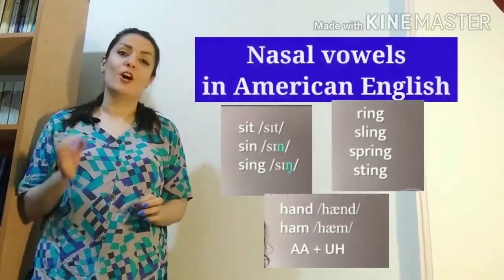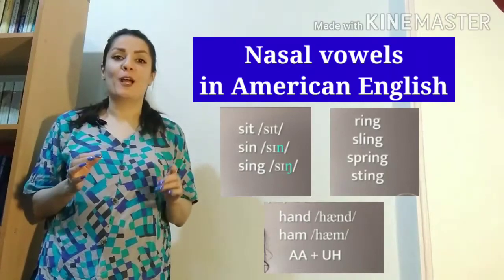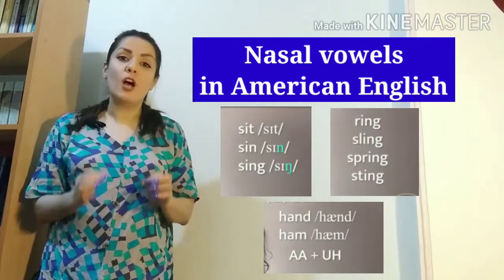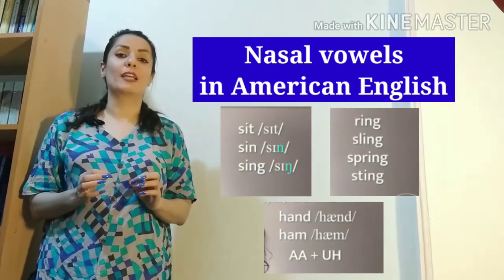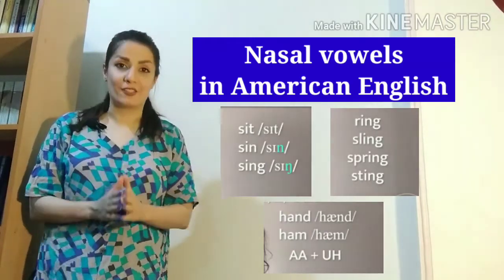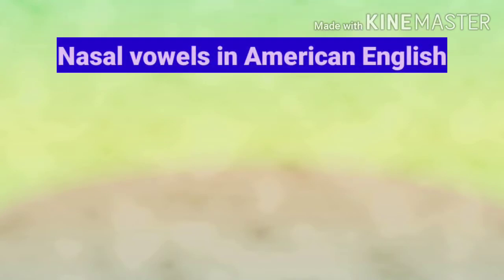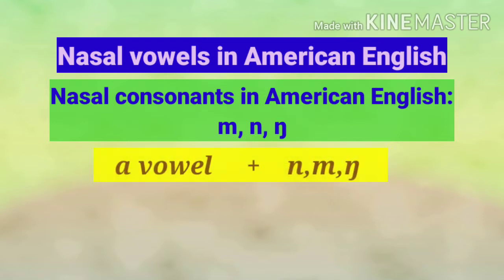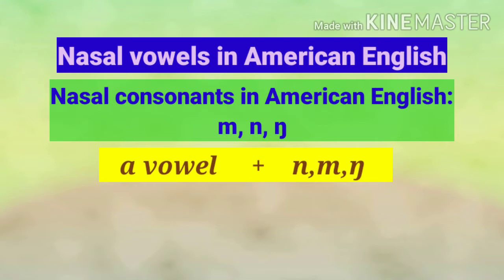Certain vowels are nasal. It means they are pronounced through the nose and mouth in some varieties of American English, but not in most British accents. When we've got a nasal vowel, we always have a nasal consonant too. And these nasal consonants in American English are m, n, and ng. And they influence the way vowels are pronounced. Of course, it depends on the vowel and also the consonant that comes after it.